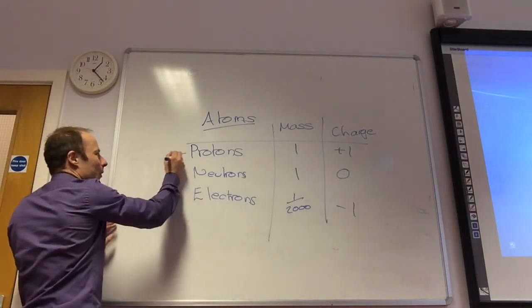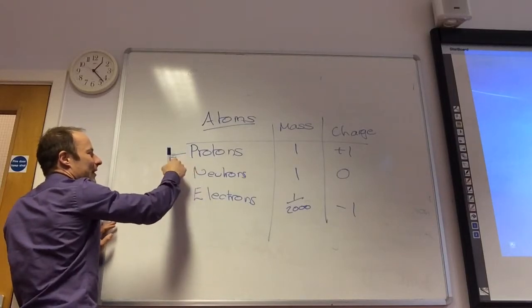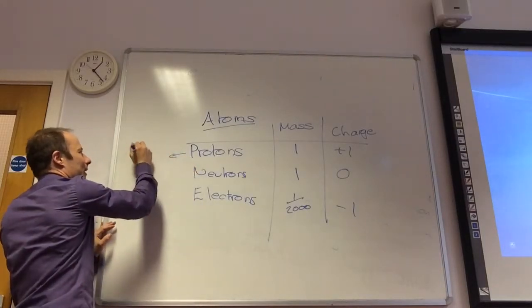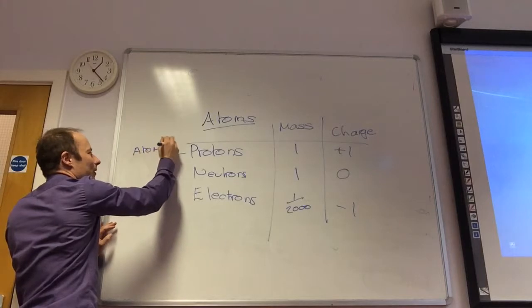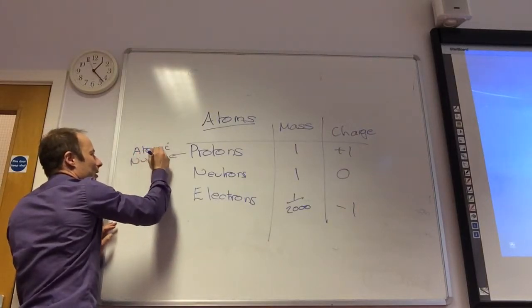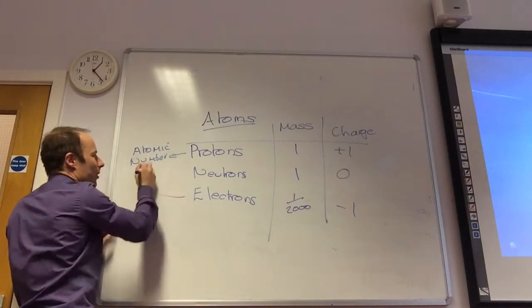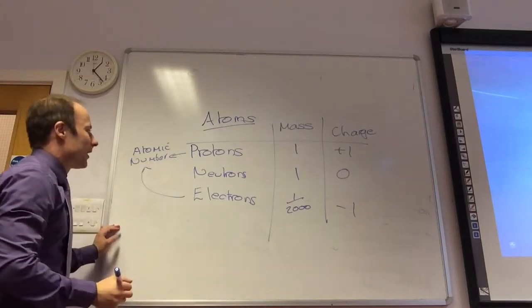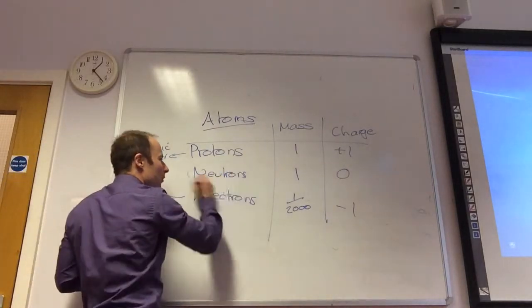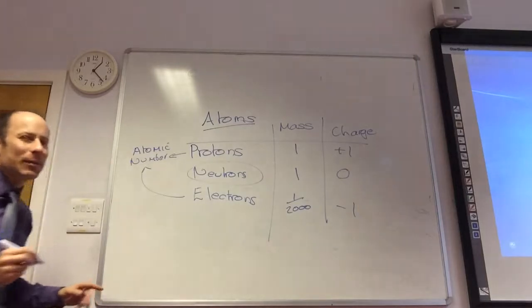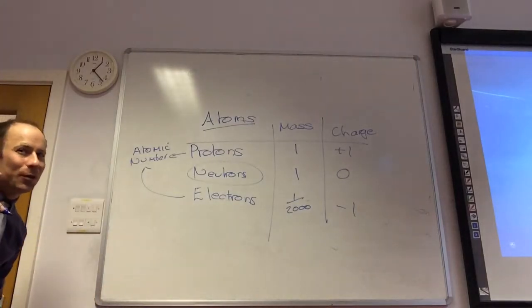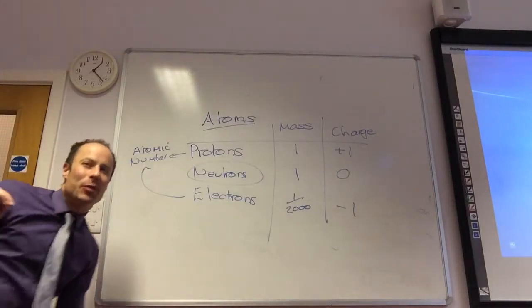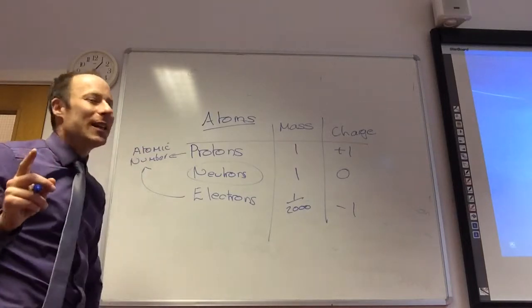The protons, where would you find that? How many protons? Where does that come from? Atomic number, which you can look up on your periodic table. So the number of electrons is also going to come from the atomic number. Can you find the number of neutrons from the periodic table? Mass number minus atomic number. Is mass number on the periodic table? What's on the periodic table?